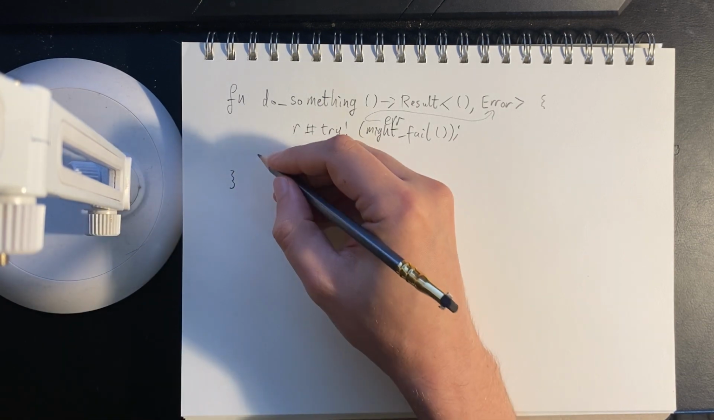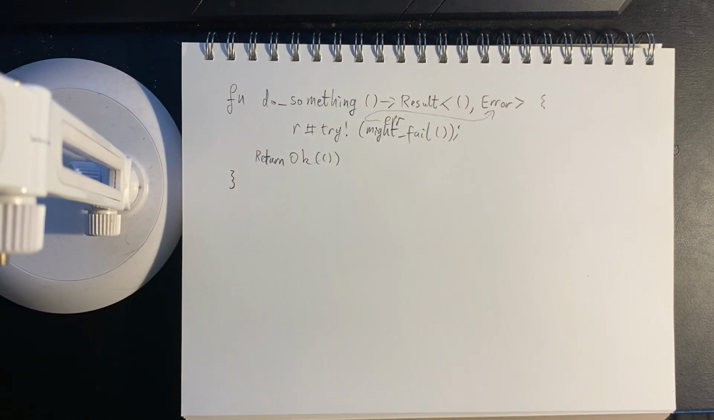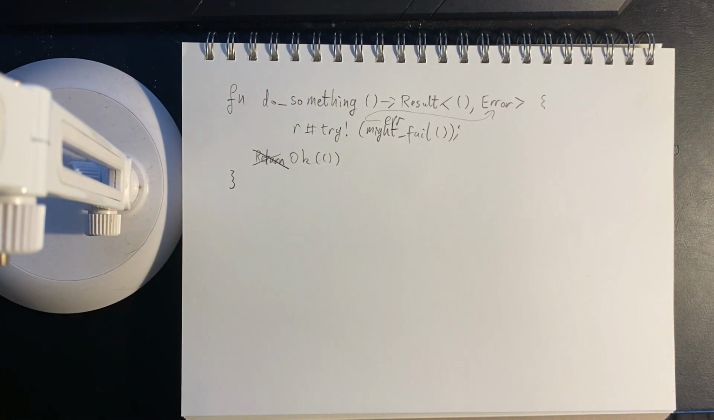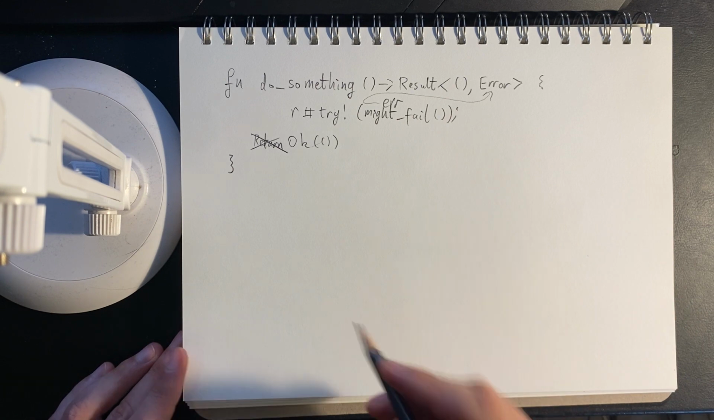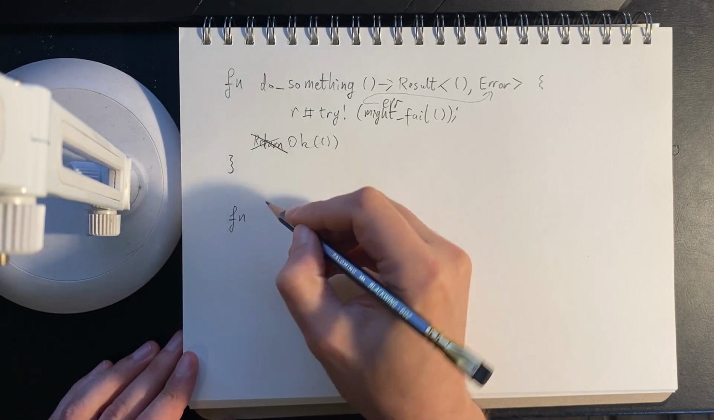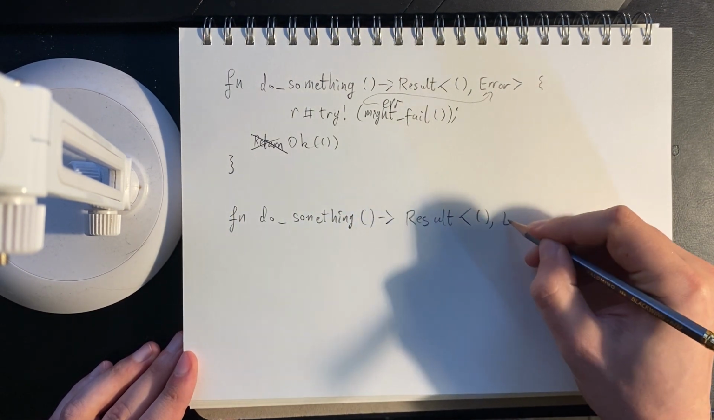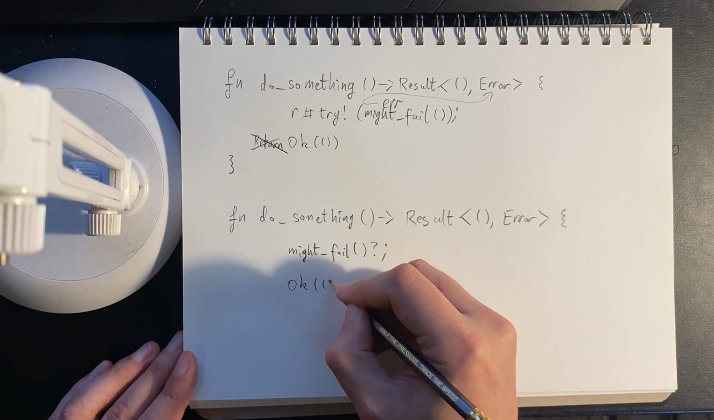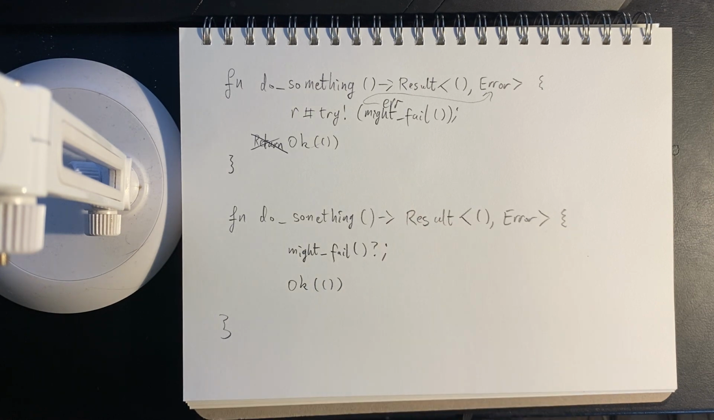By the way, in Rust, this return is optional. So if you look online, you might see a lot of Rust code doesn't have the return statement. It's a little weird, but it is what it is. Okay, so there is a more concise way of doing this, which is more popular. And that is to simply put a question mark at the end of the function call.